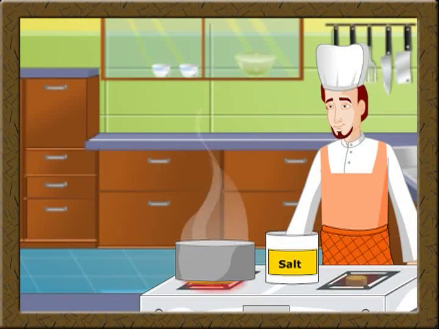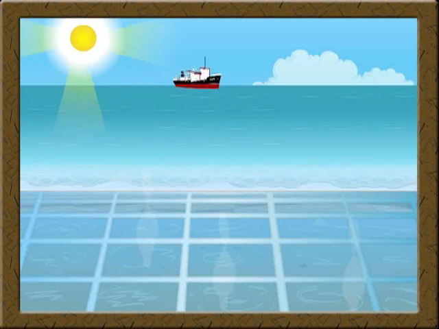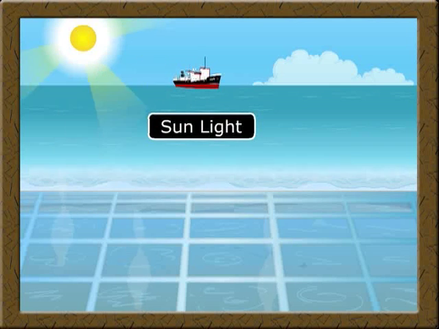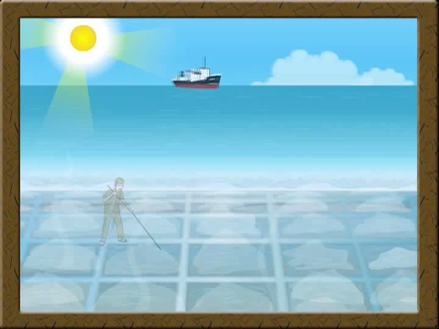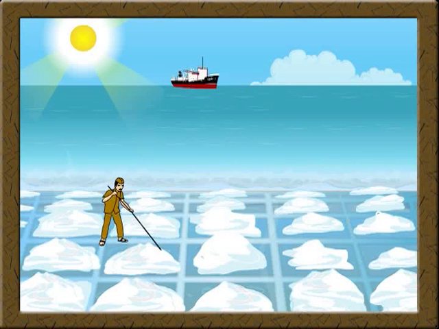Common salt, which is used in our daily life, is obtained by evaporation of seawater. At the seashores, the salt water is let into the channels made on the shore and exposed to the sun's light. Water in the channel evaporates and salt is left as shown in the picture.